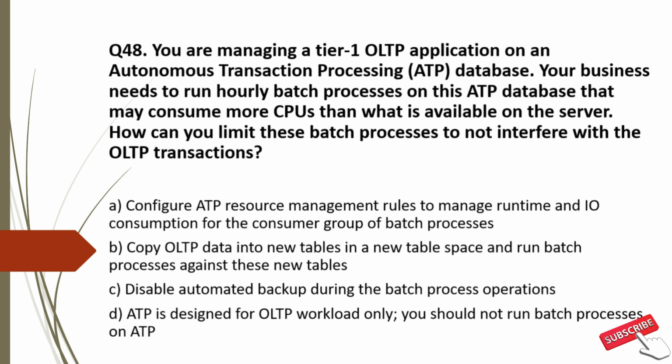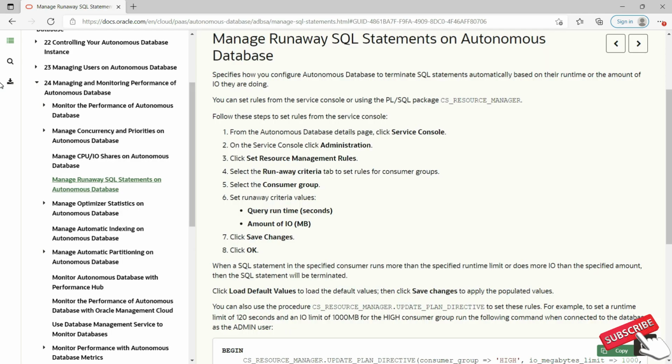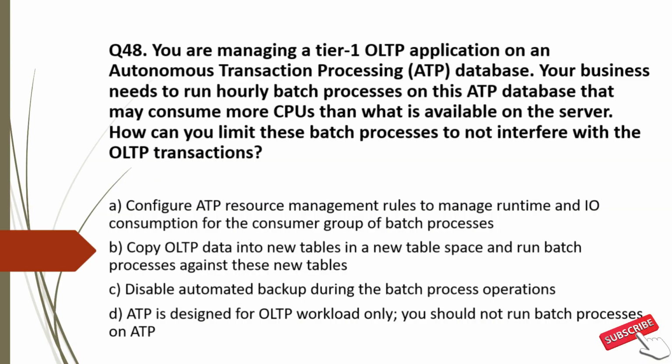Now analyze the options. Option A. Configure ATP resource management rules to manage runtime and I/O consumption for the consumer group of batch processes. Yes, this is correct way to limit batch processes. From OCI Service Console to Resource Management Rules, you can configure autonomous database to terminate SQL statements automatically based on their runtime or amount of I/O they are doing. You can follow these steps mentioned in this documentation. So option A is correct.